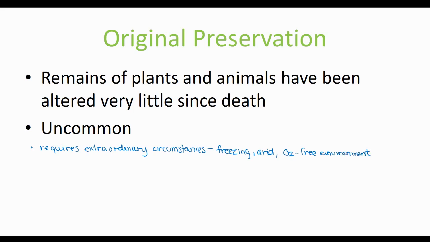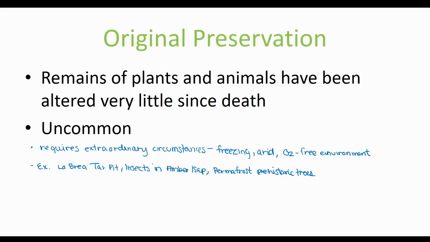Some examples we are going to look at are the La Brea tar pit, insects in amber or sap, and also another example we're going to see are permafrost prehistoric trees.